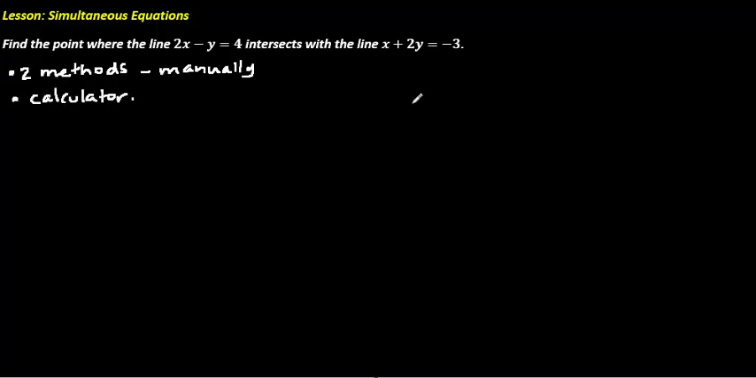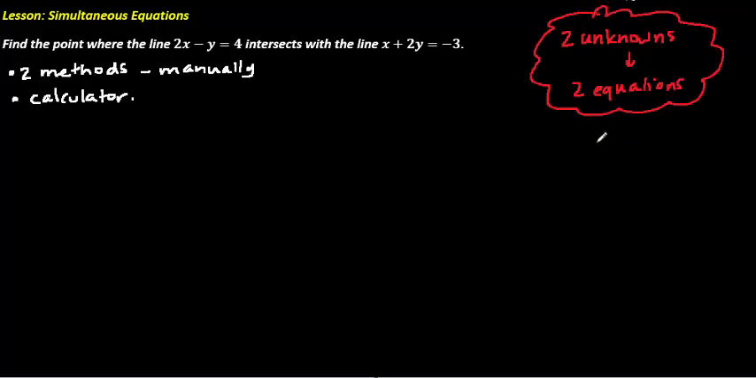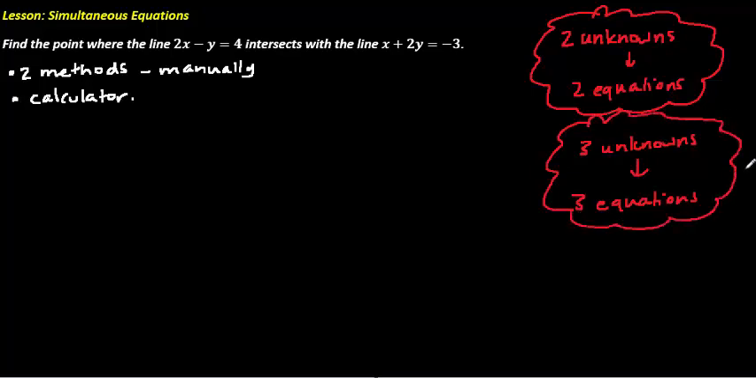Now, the point about simultaneous equations is that we've got a system where we have two equations. If we have two unknowns, then we'll need two equations. So if I write here that we have two unknowns, that means we need two unique equations to solve it. If we have three unknowns, then we're going to need three unique equations to solve it, and so on. And we can do this using simultaneous equations.